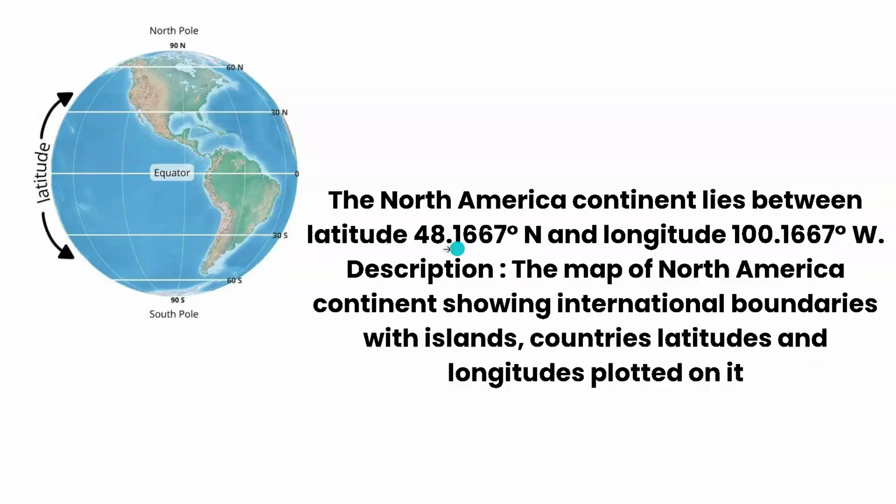The North America continent lies at about 48.1667 degrees north latitude. You can see the important latitudes here. The Equator passes through South America, not North America. This is the map of the North America continent showing international boundaries with islands, countries, latitudes and longitudes plotted on it. You can see the longitudes passing through here. North America is in the Western Hemisphere, and in the northern part, towards the north of the equator.